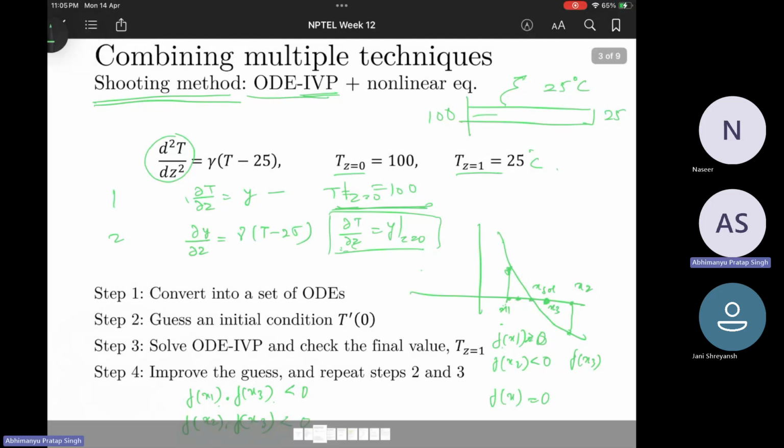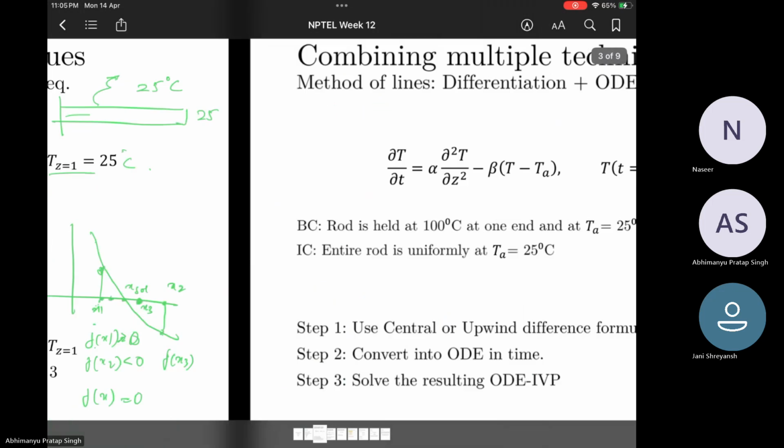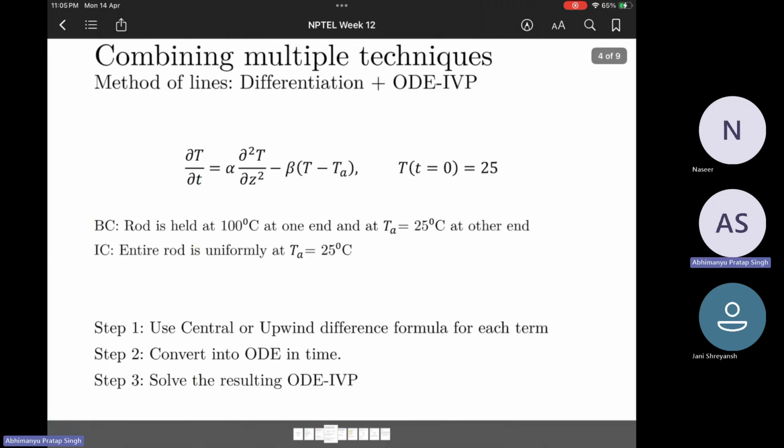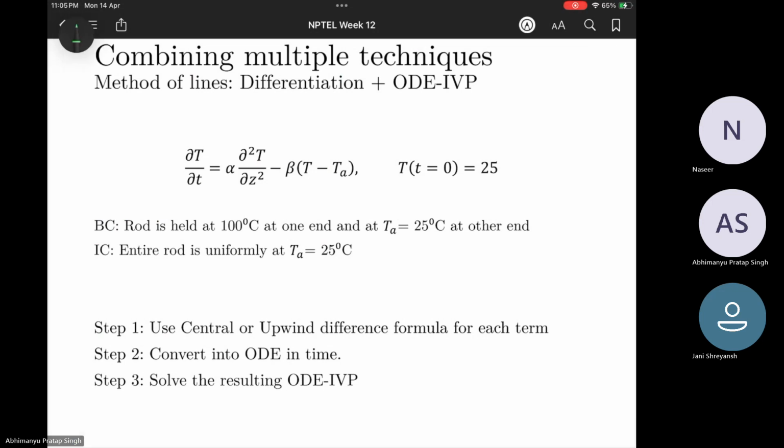So we'll look at the next problem. Yeah, so this is the same problem, but with a steady state, with a transient also. So we have already done this.